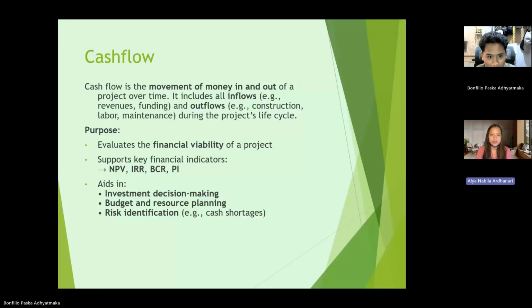So cash flow refers to the movement of money into and out of a project over time. In most civil engineering projects, the cash outflows occur upfront during construction for materials, labor, and equipment, while the cash inflows come later as the project starts delivering benefits such as toll revenue, economic growth, and cost savings. The purpose is to evaluate the financial viability of a project.